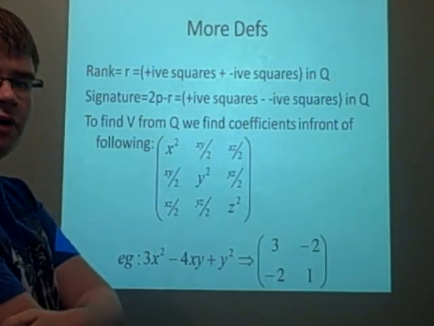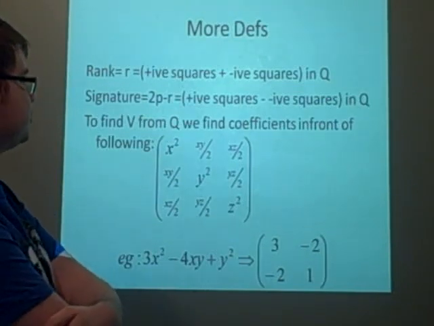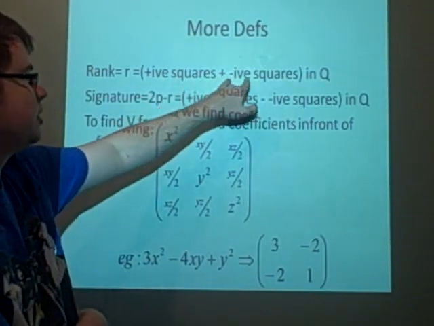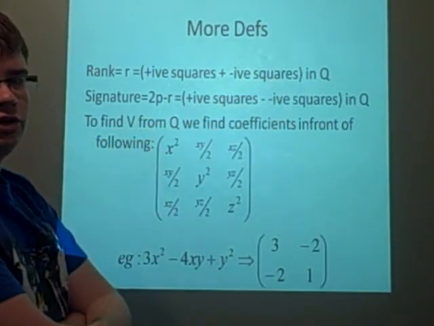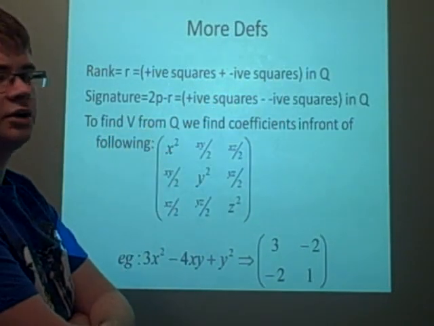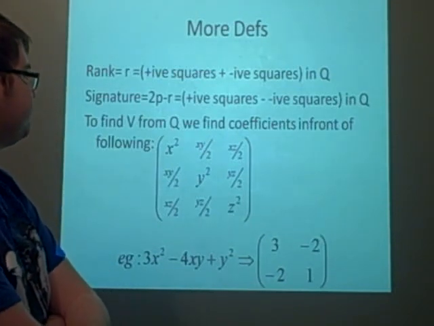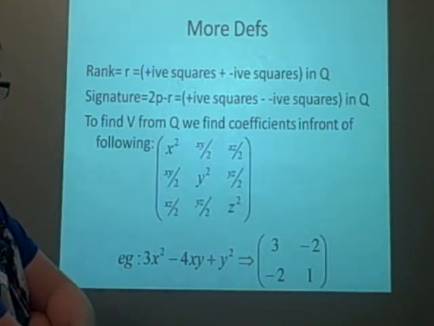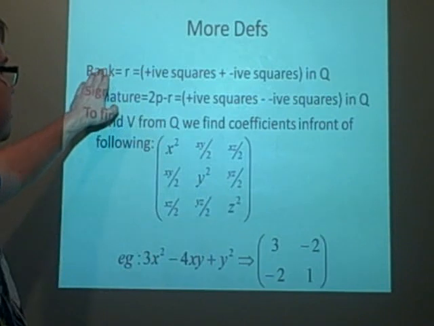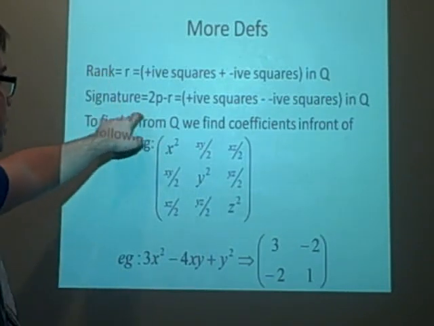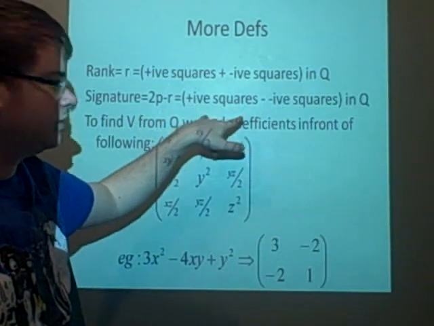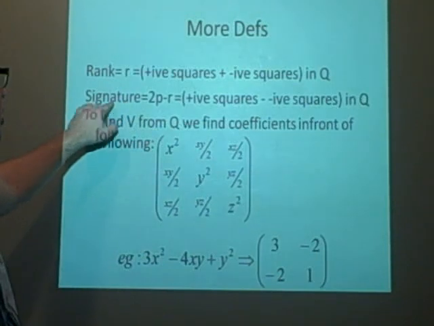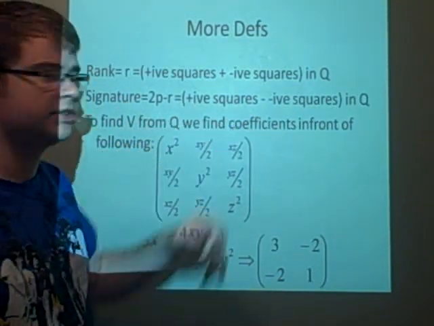Some more definition stuff. The rank you should be asked for. This is where you take the number of squares that are positive plus the number of squares that are negative in Q. So you've got your Q is the quadratic form of V, so there'll be some squares in there. And to find them you just have to complete the square. Right, the signature, this is not really the same as the rank. This time we're adding the number of positive squares and subtracting the number of negative squares. So I think that with the signature is sign, so you do what the sign says.